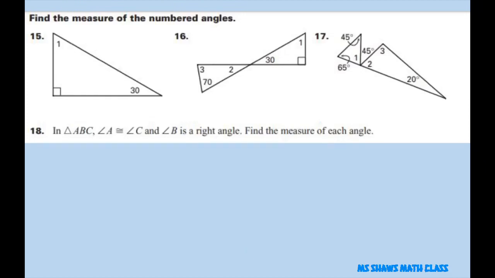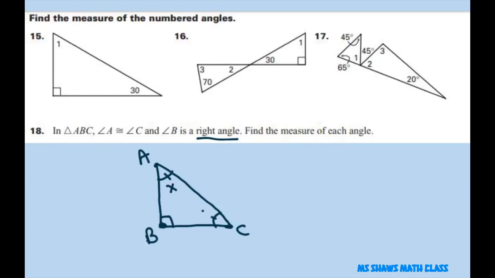We have a triangle, a right triangle. So that means this is 90 degrees. And this is the B. So we'll call this B, A, and C. So this is A. And it says angle A is congruent to angle B. So I know that we can call this X if you want.